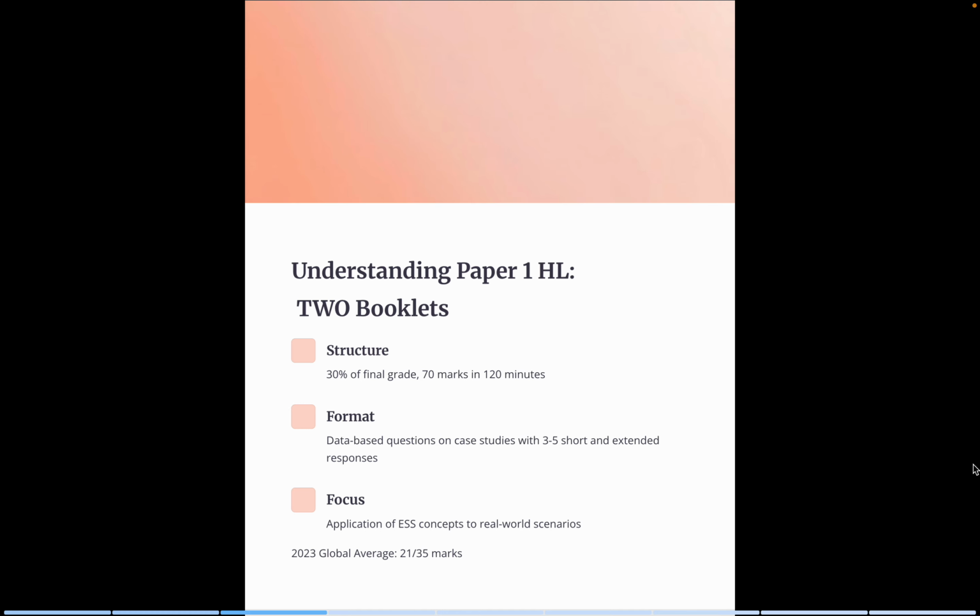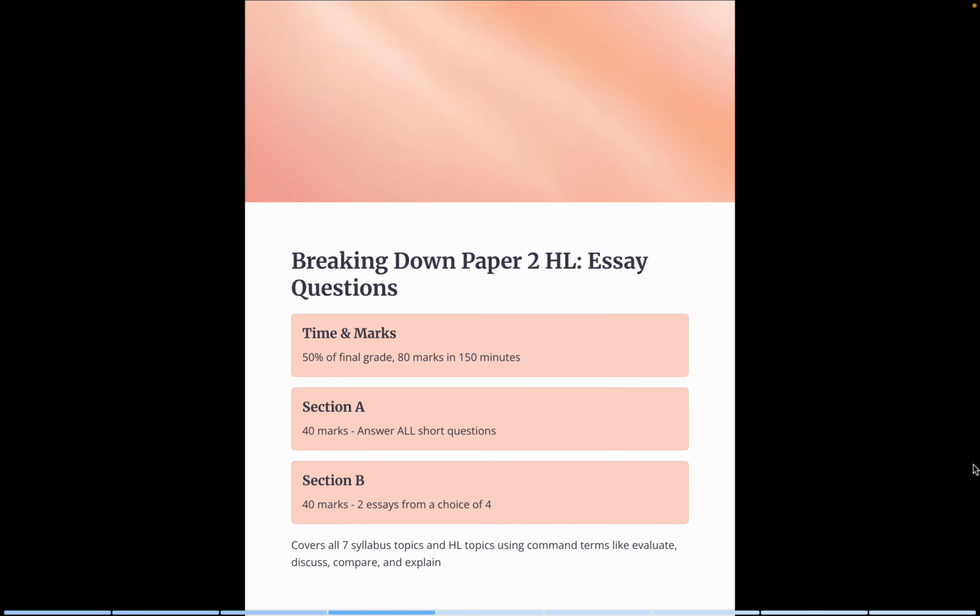That will carry 30% of your final grade. It's going to be for 70 marks and needs to be completed in 120 minutes. The focus is completely on ESS concepts and real world scenarios. Moving ahead with paper 2 HL, that will make up 50% of your final grade, is going to be of 80 marks and needs to be completed in 150 minutes. Paper 2 HL will have two sections, section A and section B.